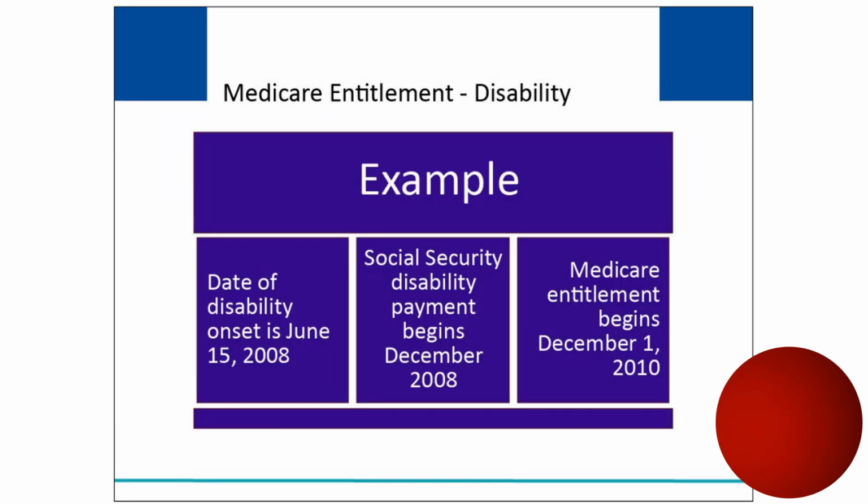Medicare entitlement, disability. If a person becomes disabled on June 15, 2008, Social Security disability benefits would first become payable in December of 2008. Disability benefits commence the sixth full month after the date of disability begins. After a person has been entitled to disability benefits for 24 months, he or she is entitled to Medicare. In this example, Medicare entitlement begins on December 1, 2010.